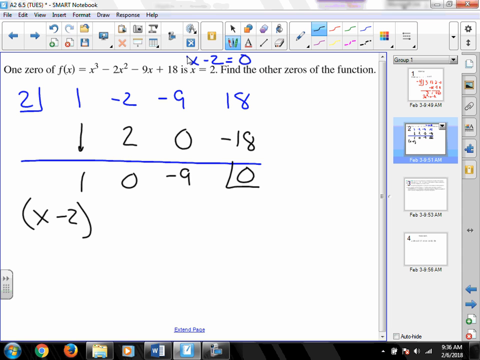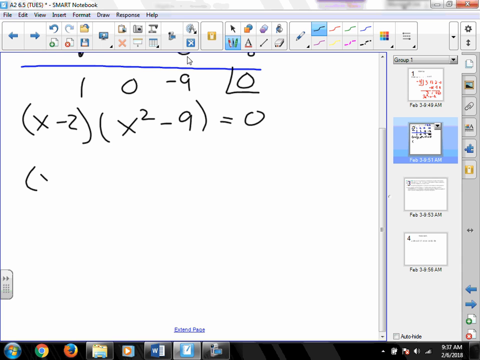Then, -9 is going to be my constant. I don't have an x term, but I've got an x squared. So I'm going to have x squared minus 9. So we can factor this x squared minus 9 using our difference of squares. So I'm going to get x minus 2 times x plus 3, x minus 3. That's all equal to 0.